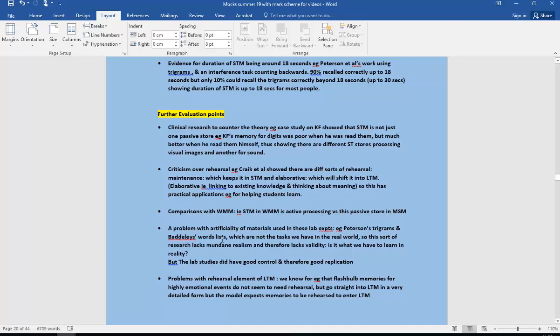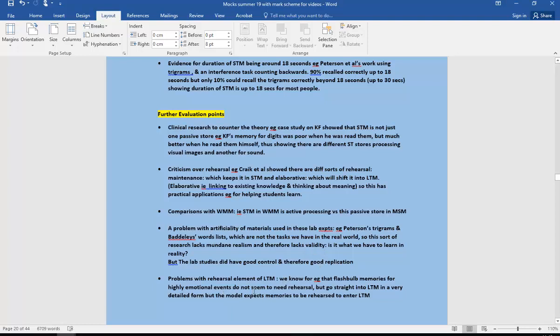Another problem is the artificiality of the materials used in these lab experiments: Peterson's trigrams, Baddeley's word lists, whatever. They're not what we have to learn in the real world. So they lack mundane realism, and therefore they may lack validity. Lab studies do have lovely control, and therefore we get good replication, so they help promote this model scientifically. But in the real world, perhaps lists of shopping or something like that may be more realistic.